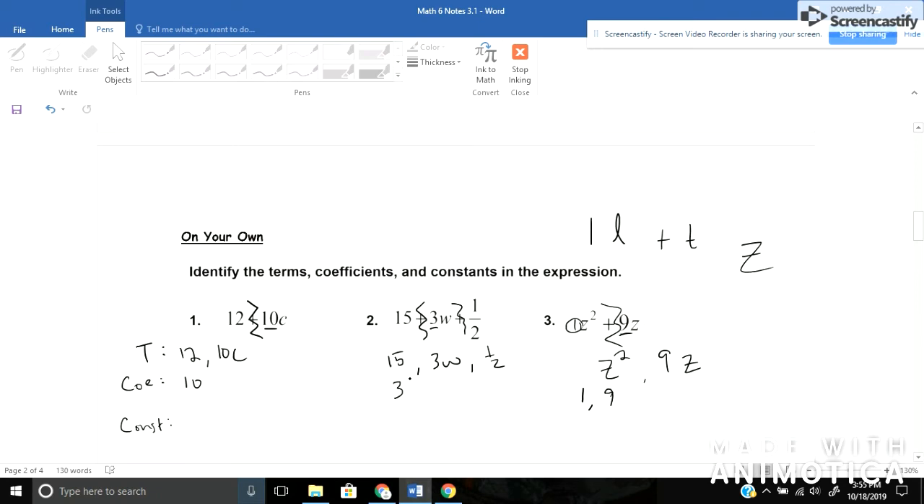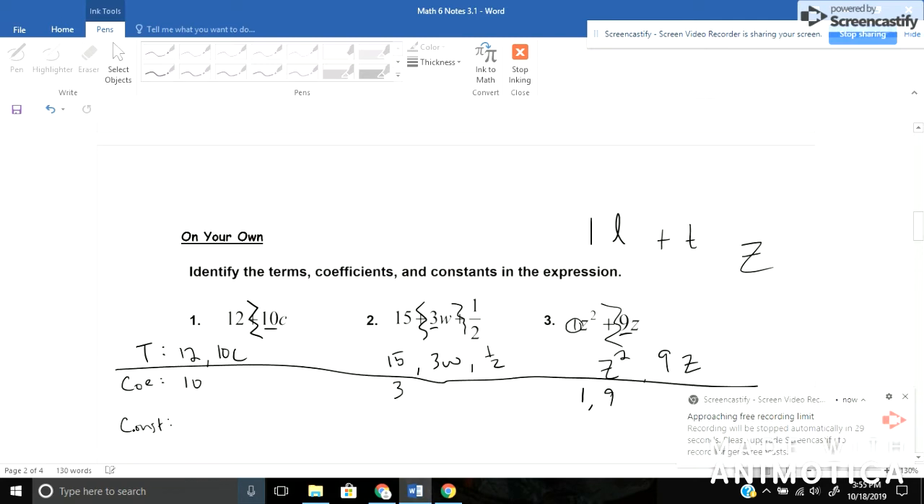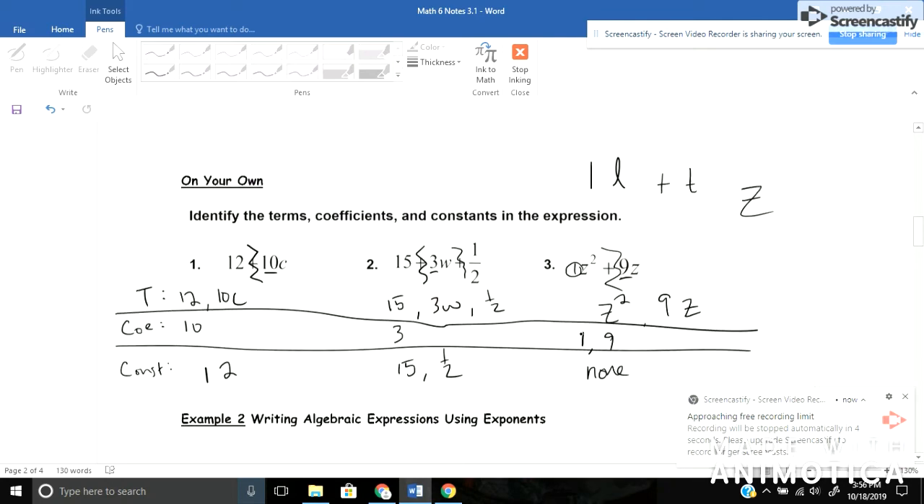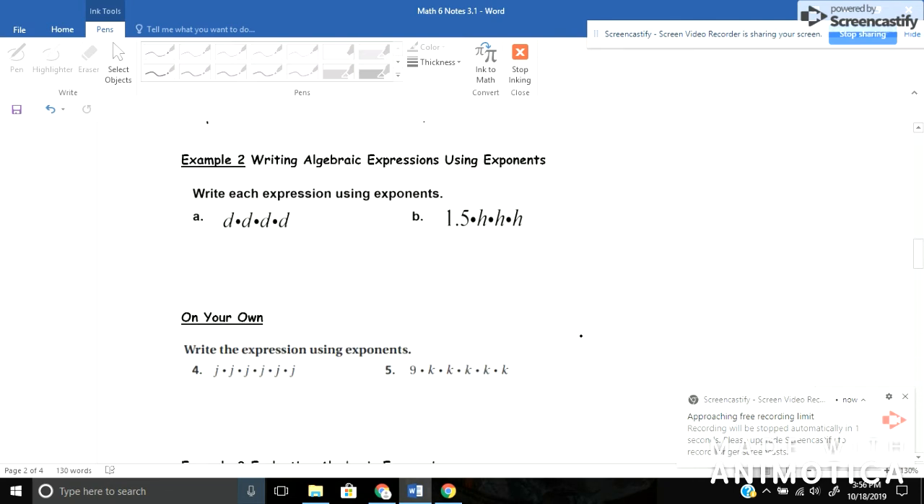And then lastly, with my terms, I'm just going to try to make this look like a little bit of a table here. With my constants, my numbers that stand alone, I've got 12 here. I've got 15 and a half in the second one. And in this one, I don't have any numbers alone, so I would just put none. Okay, so my time is dwindling down here. We'll pick up with example 2 in just a minute.